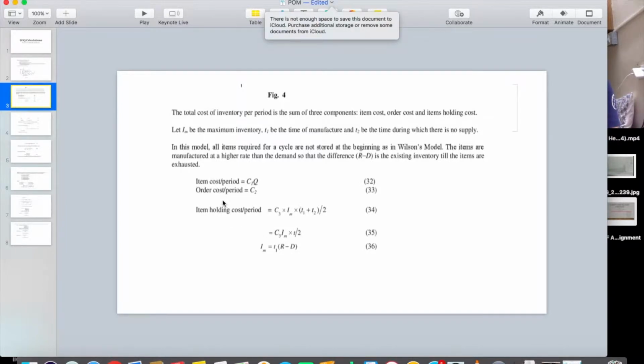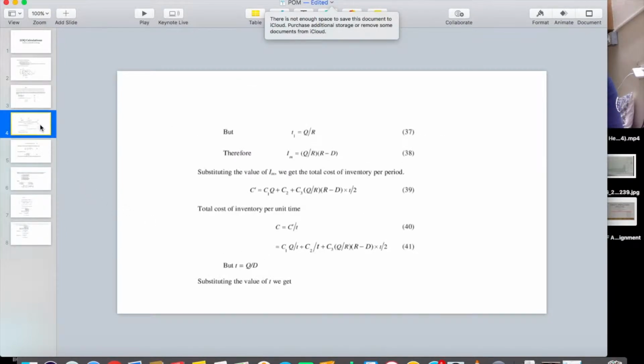Here we can see item cost per period is C1 into Q. Order cost per period is equal to C2. Item holding cost per period is equal to C3 into IM into (T1 plus T2) divided by 2, which is C3 IM into T by 2, and IM equal to T1 into (R minus D). But we can see that T1 can also be written as Q by R, and therefore IM equal to Q by R into (R minus D).